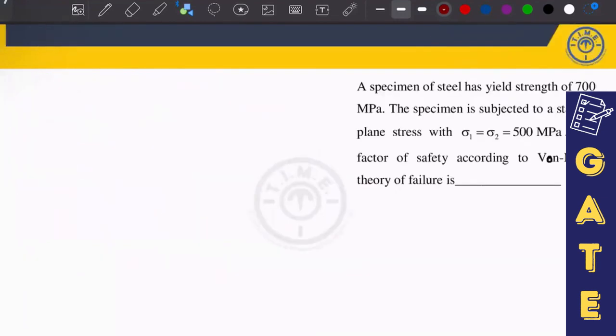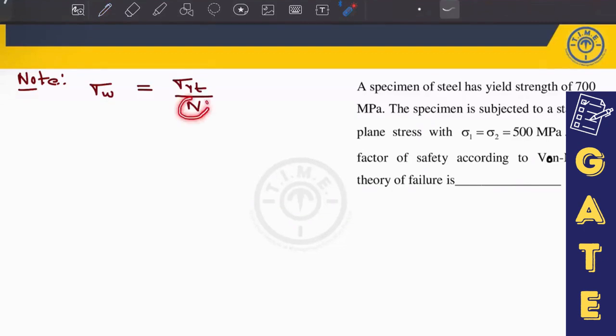Let's move to the next question. This question is based on von Mises stress, the von Mises theory of failure. Let me recap the von Mises stress formula. Every time you are calculating the design stress, which is the working stress. In this case, again, you will calculate the working stress, which will be equal to the yield tensile strength divided by the factor of safety. In theories of failure, most of the time they are asking what the factor of safety is. The yield tensile strength is already given.